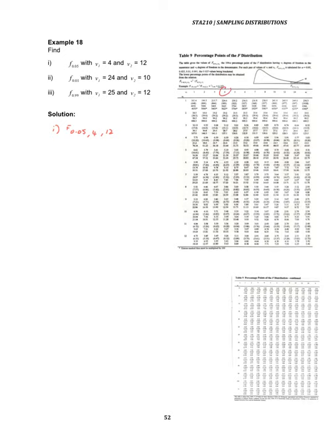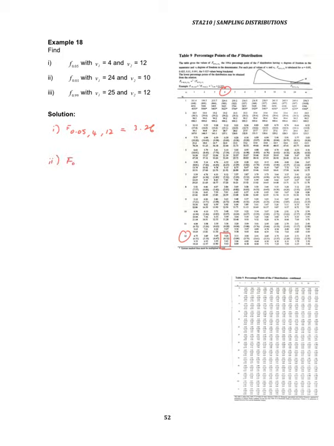So apa tengoklah 4 dan 12. Okay, so we will consider this part. Okay, tapi dia nak 0.05. 0.05 ialah yang the first one lah. So automatically we will get the value is equivalent to 3.26. Okay.